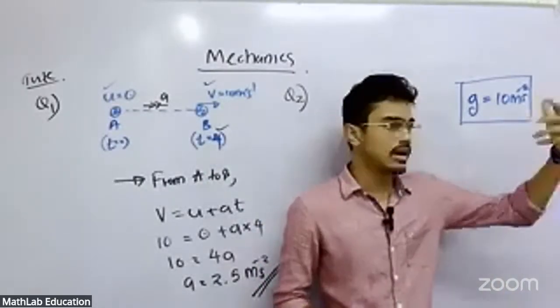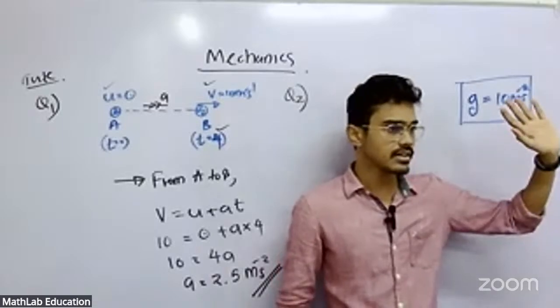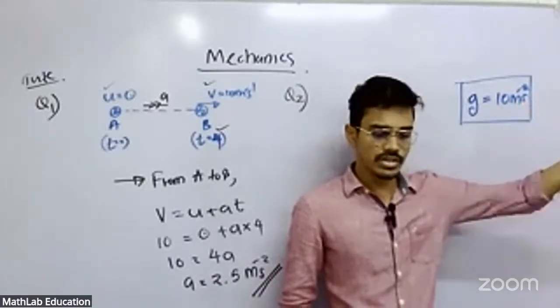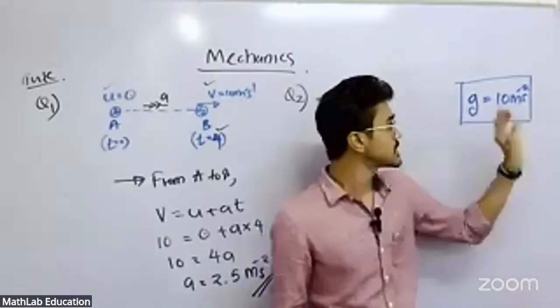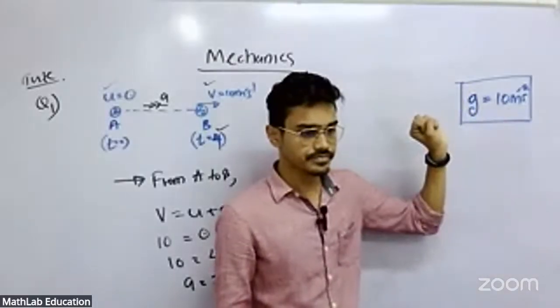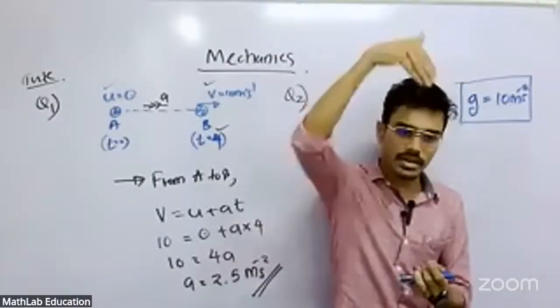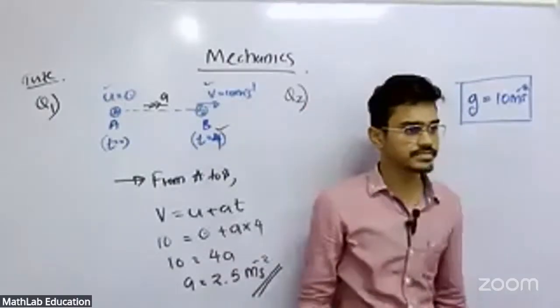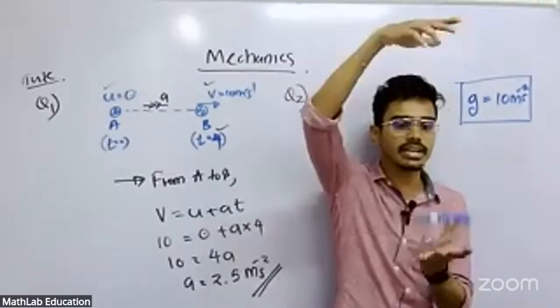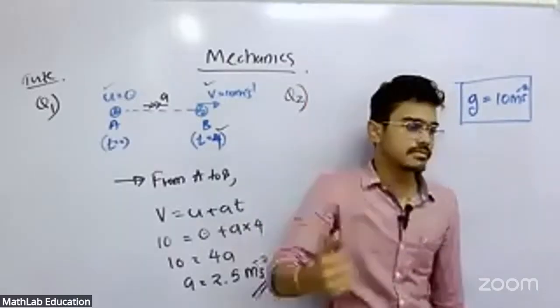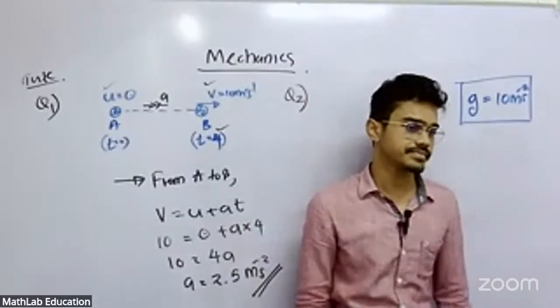Now, if you are on the moon, it is different. Gravitational acceleration on the moon is different. This is gravitational acceleration on Earth. So if we release any object under gravity, it comes downwards naturally, because of the gravitational acceleration.